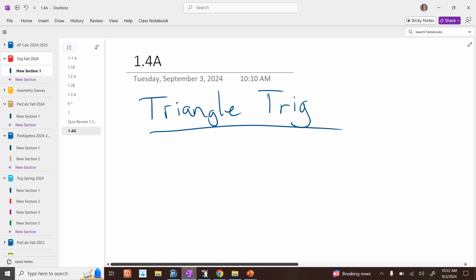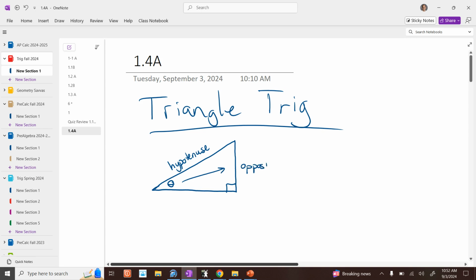Triangle trig. So when we have a triangle, and we'll call this angle theta. Okay, in my right triangle, I have the side opposite the right angle is called the hypotenuse. From the angle, I have an opposite side and an adjacent side.